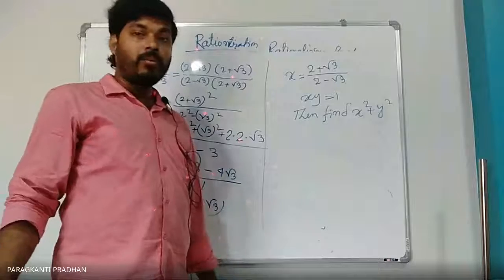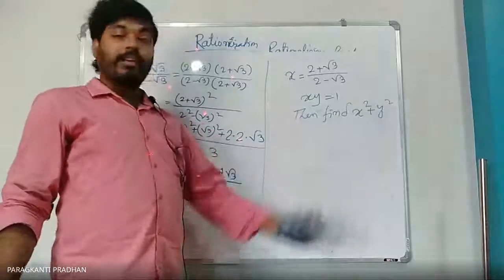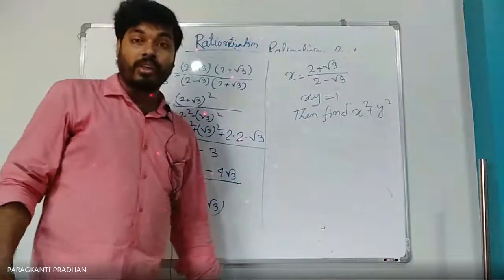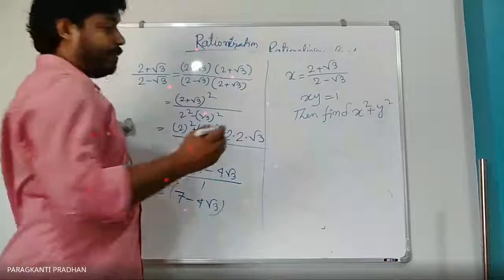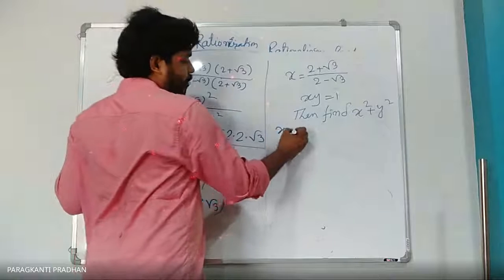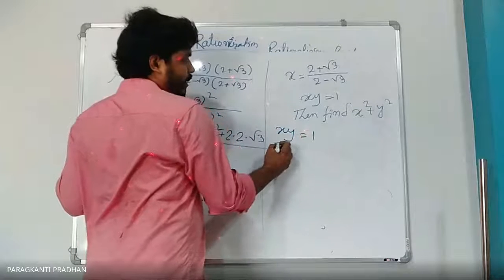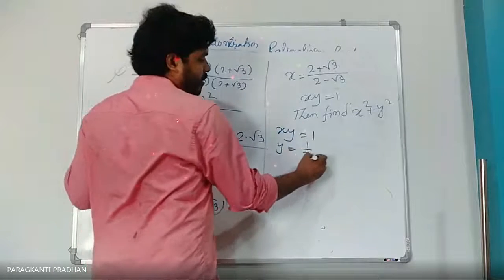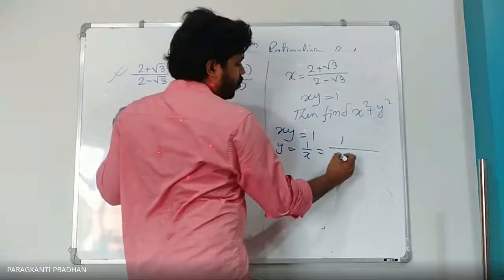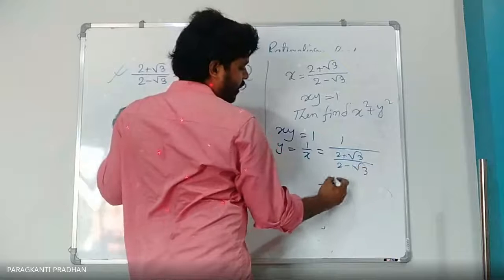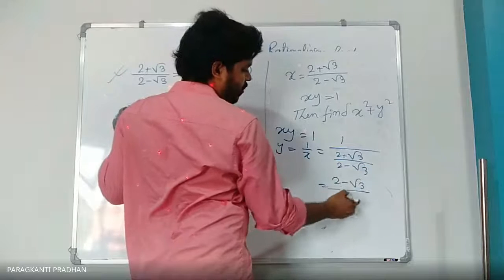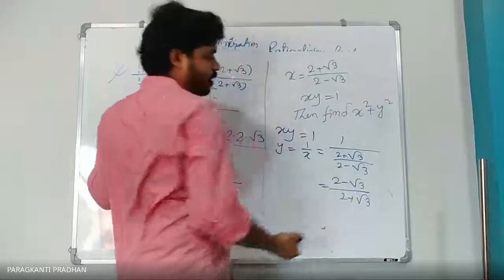How to find the value? The x value is given, but the y value is not given; xy is given, that is, xy is equal to 1. So can we write y is equal to 1 by x? This is equal to 1 by 2 plus root 3, which is 2 minus root 3 by 2 plus root 3.